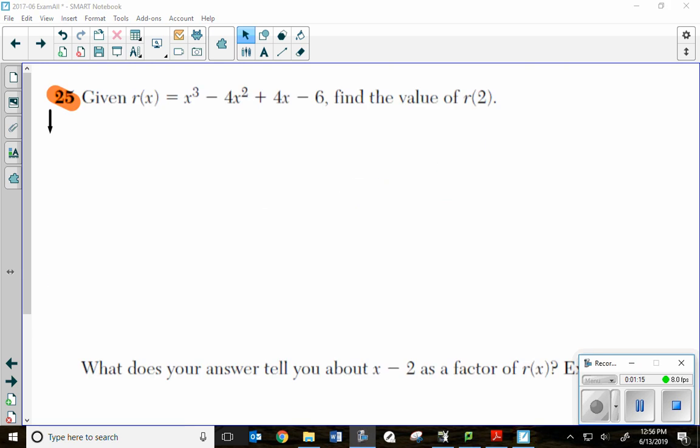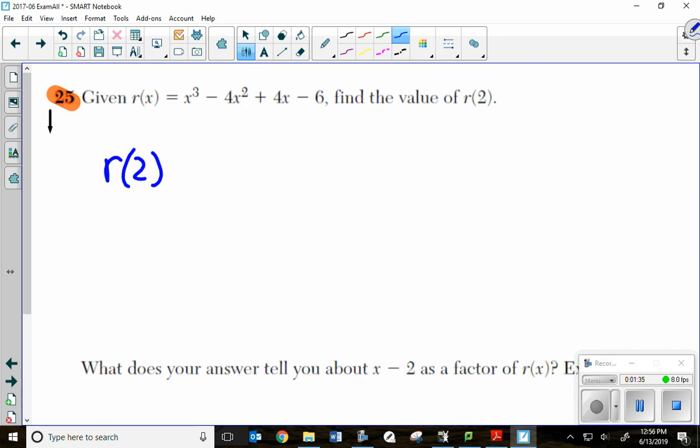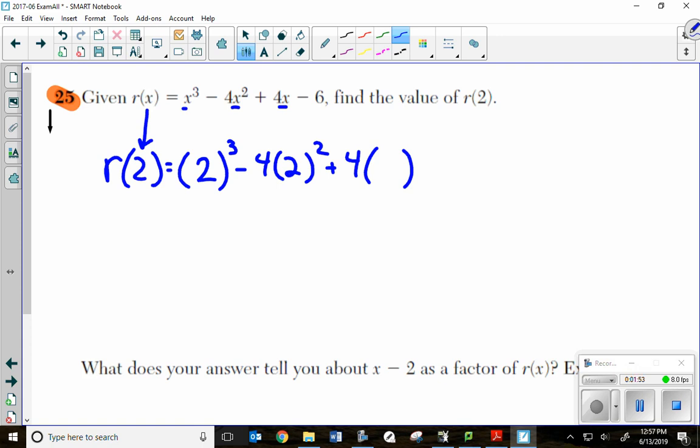Number 25, and I laugh at this one because this is one of the most simple problems I've ever seen for a part two, okay? Given R of x equals x cubed minus 4x squared plus 4x minus 6, find the value of R of 2. Okay, if I want R of 2, that means I'm plugging a 2 in for my x. So every x I have here is going to get a 2. I have x cubed, so I put a 2 in here, minus 4x squared, so I put a 2 in here. Plus 4 times x, which I do put a 2 in there, minus 6.